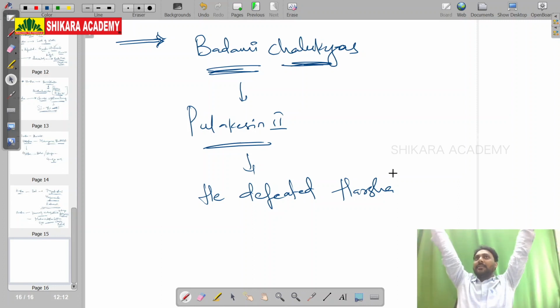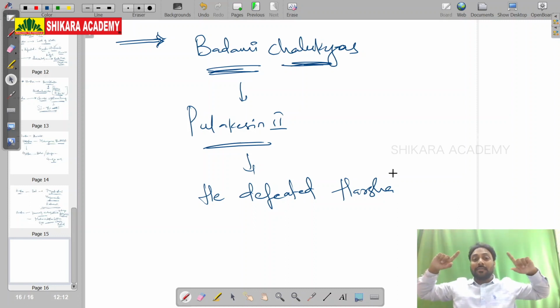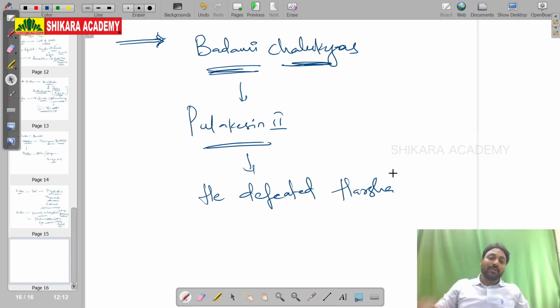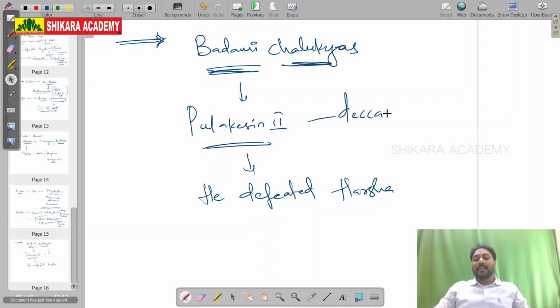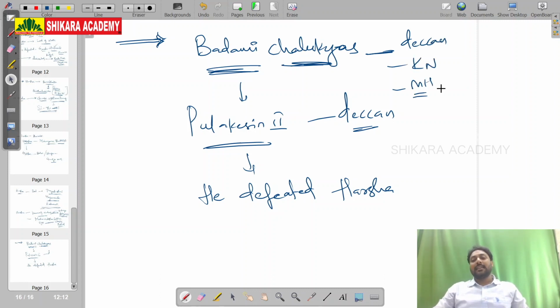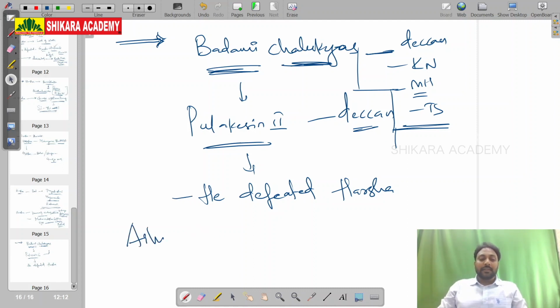Harsha defeated every kingdom in the north, but he was defeated at the hands of Pulakesin II, a ruler of the Deccan. The Badami Chalukyas ruled the Deccan: Karnataka, Maharashtra, and Telangana. The Aihole inscription is the evidence for Pulakesin II's defeat of Harsha.